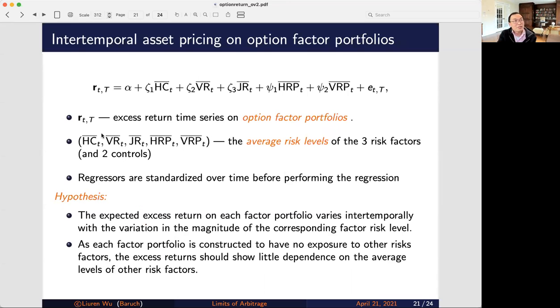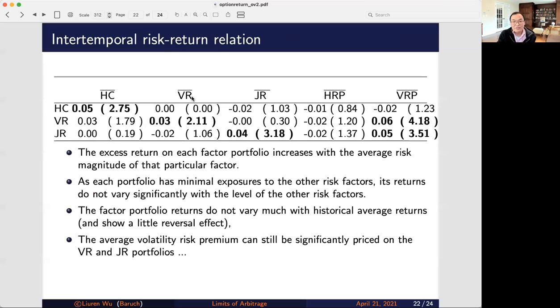So we also try to do a sort of intertemporal test. That is, you measure the average risk levels or cross section, and regress on the factor portfolio returns. So the hypothesis would be that if I create a hedging cost factor portfolio, then that portfolio return will vary with the average hedging cost variation over time, and the vol risk portfolio will vary with the vol risk over time. And that turns out to be true, right?